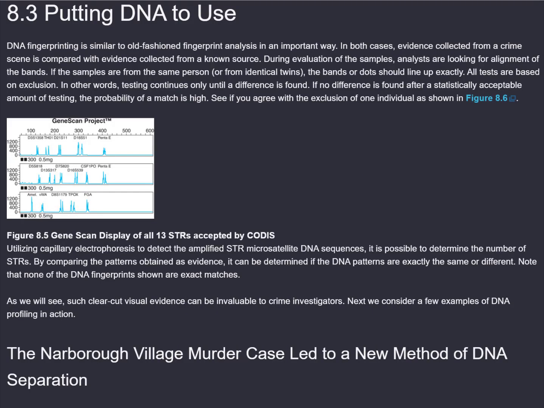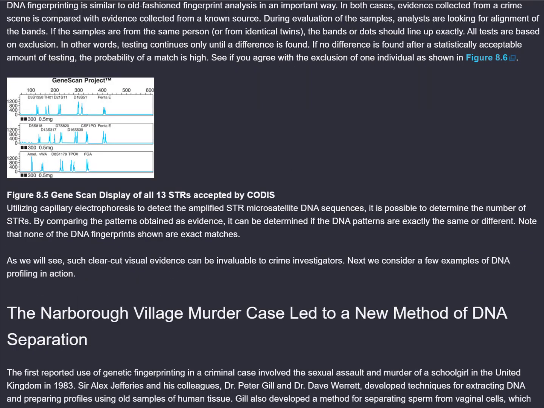8.3 Putting DNA to use. DNA fingerprinting is similar to old-fashioned fingerprint analysis in an important way. In both cases, evidence collected from a crime scene is compared with evidence collected from a known source. During evaluation of the samples, analysts are looking for alignment of the bands. If the samples are from the same person, or from identical twins, the bands or dots should line up exactly.